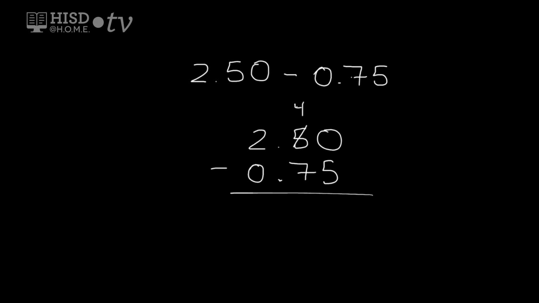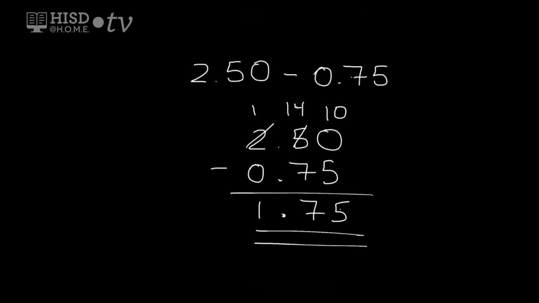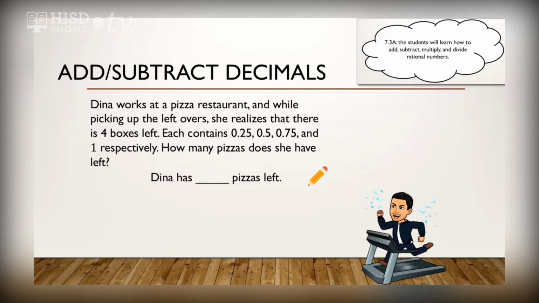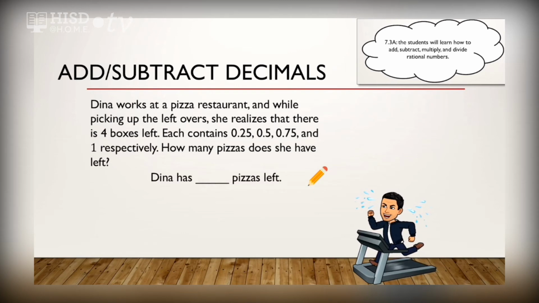I'm gonna borrow from the 5, this becomes 10, then that's 5. I'm gonna borrow here from the 2, this becomes 14, that's a 7, and this means that she has 1.75 pizzas left. Now that we worked out the problem, make sure that you are writing the complete sentence answer using the sentence stem that we have on the screen. I'm gonna give you a couple of seconds for you to finish this.